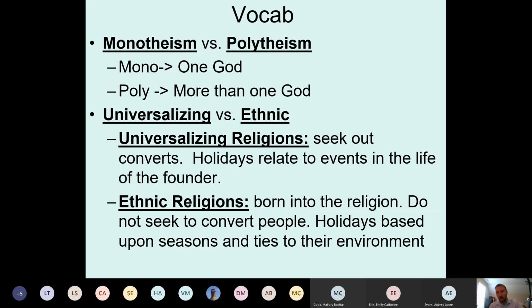I'll give you an example of Christianity as a universalizing religion. It tries to get people to join Christianity. There are mission trips that take place all the time as people travel to try to teach people about the Bible. And many of those holidays are based on things that happen in Jesus Christ's life, like his birth or resurrection. Ethnic religions, the holidays are usually based on something with the season or tied to the environment. So it's not quite the same, but you get a little bit of similarities between popular culture with universalizing, much more widespread, and ethnic with folk, kind of more in the same spot.